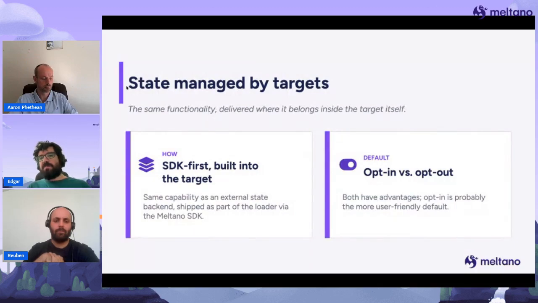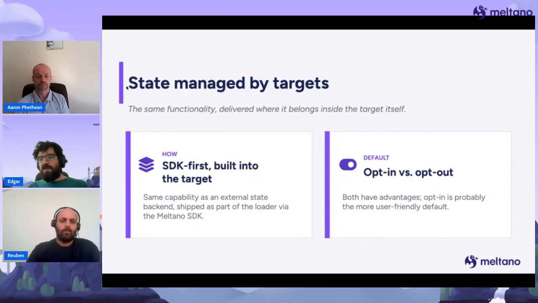Now, one of the questions is that with this you have now two or three options for storing state, right? If you create a new Meltano project right now, you will have the default systemdb SQLite state backend. Then let's say you want to use a different external state backend, say Snowflake, and then this option comes in.